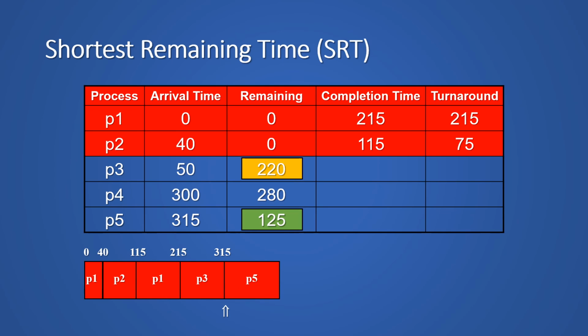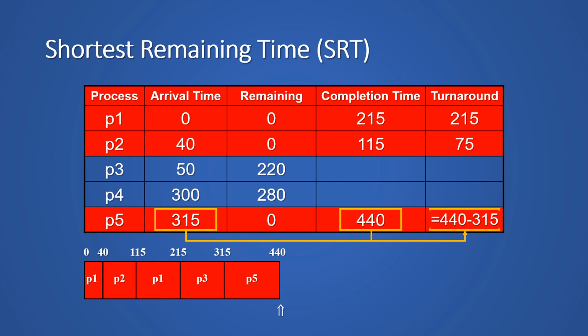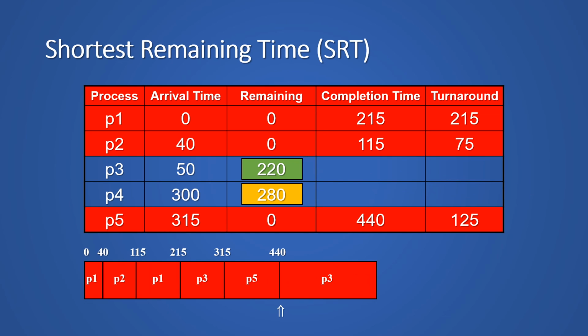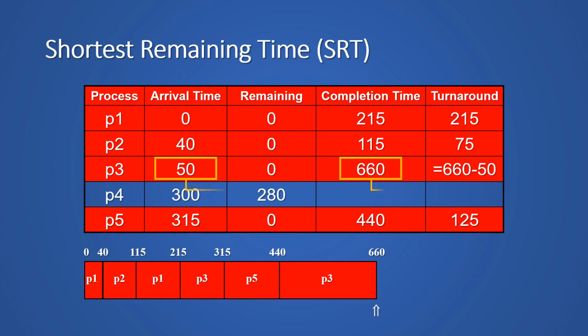P5 has the lower remaining time, therefore P5 executes first. The completion time of P5 is 440 seconds. The turnaround time is 125 seconds. The operating system then compares the remaining time of P3 and P4. P3 has the shorter remaining time, therefore it executes first. The completion time of P3 is 660 seconds and the turnaround time is 610 seconds.